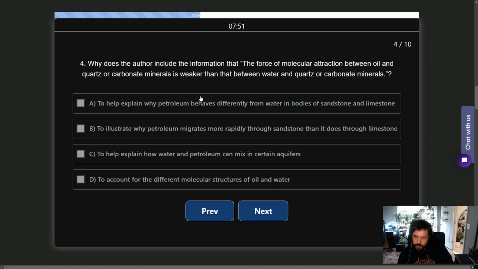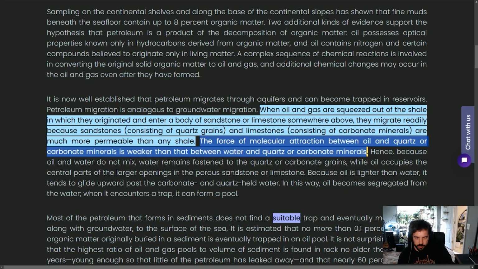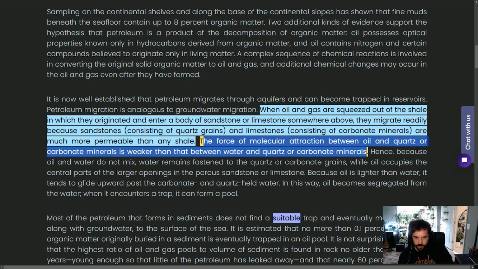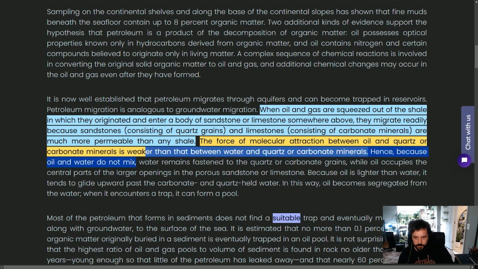So let's see. Why does the author mention it? Let's go up. The force of molecular attraction between oil and stones is weaker than that between water and those stones. Hence meaning so, or as a result, or because of whatever we said. So we are coming to this conclusion because of this thing, or this thing happens because of what we mentioned earlier. So because the force of attraction between water and rocks is stronger than the force of attraction between oil and rocks. Also, they are trying to confuse you by adding this one. When you see 2 commas, it's usually a non-defining clause. You can remove it. So just read from here.